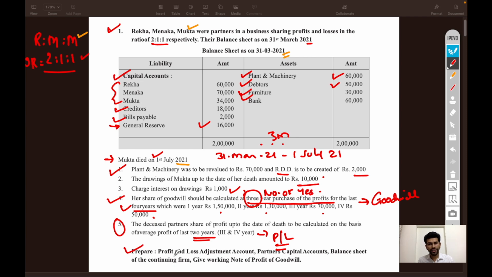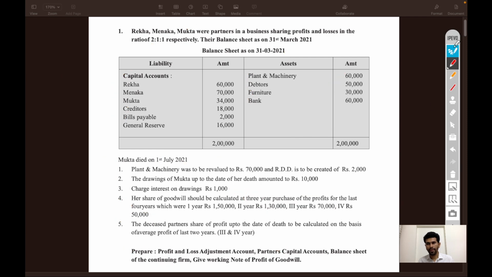Prepare profit and loss adjustment account, partners capital account, balance sheet of continuing firm. Continuing firm means balance sheet after death, and give working note of profit and goodwill. So we will start with profit and loss adjustment account, partners capital account, and balance sheet first. Then we will provide working note.